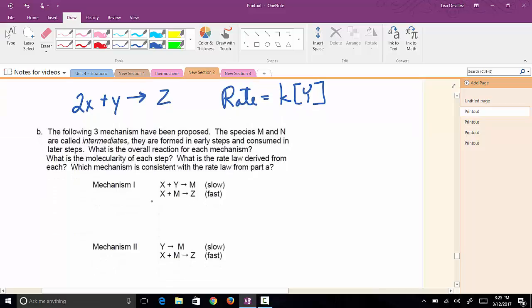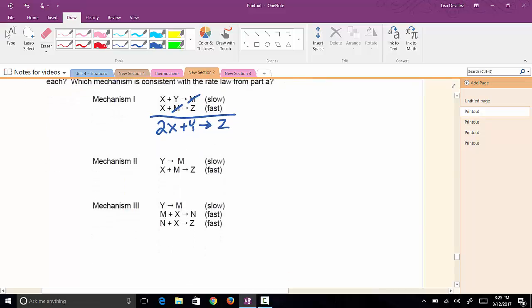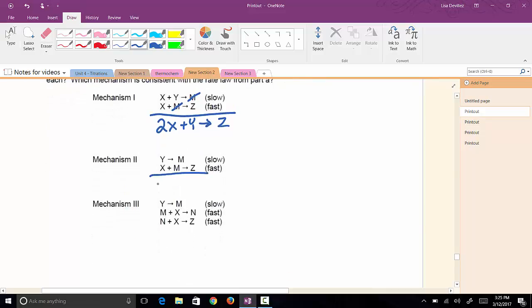So first off, let's add them all together and see what we get. So in this one, my M's are going to cancel, and this one does give me 2X plus Y yields Z. So it passed the first test. This one here, the M's will cancel, and I get Y plus X yields Z. So automatically, we can knock out mechanism 2 because it doesn't add to give us our balanced equation. Let's see, M cancels, N cancels, and this one gives me Y plus 2X yields Z. So the first one and the third one are still in the running.